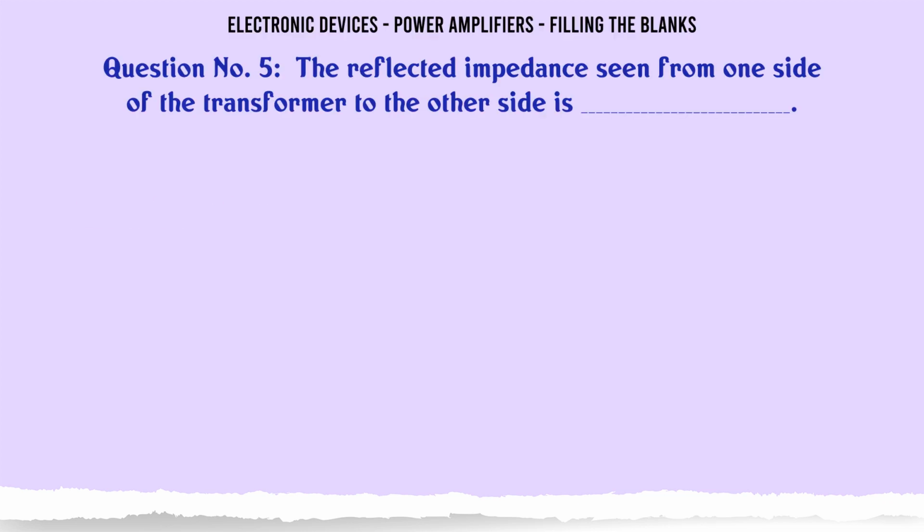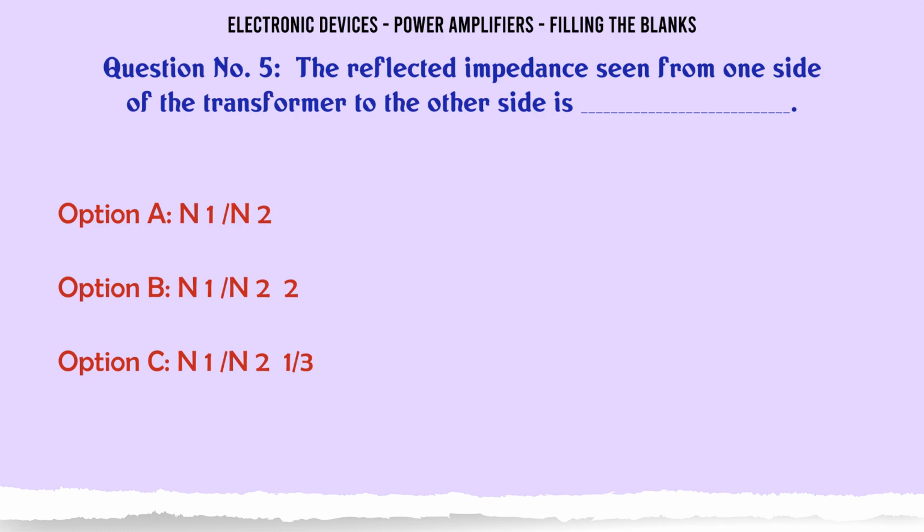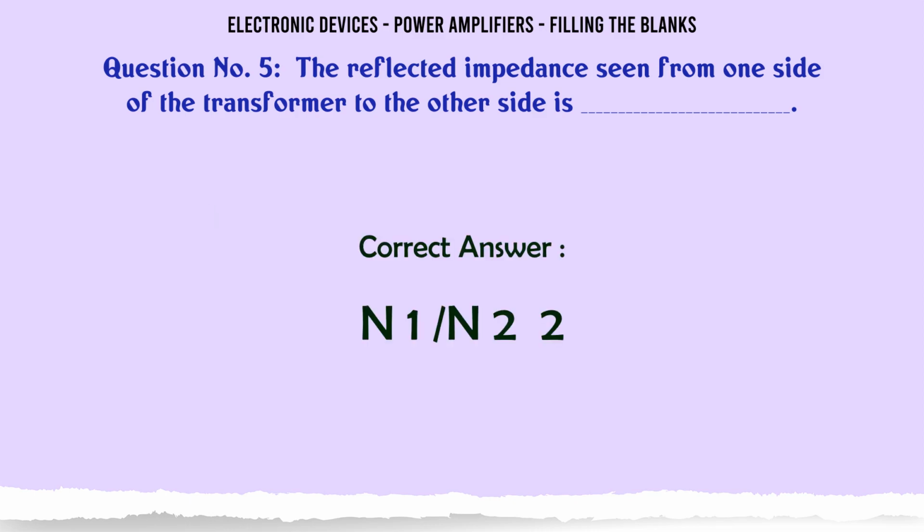The reflected impedance seen from one side of the transformer to the other side is: A: N1/N2, B: (N1/N2)^2, C: (N1/N2)^3, D: N1 N2. The correct answer is (N1/N2)^2.